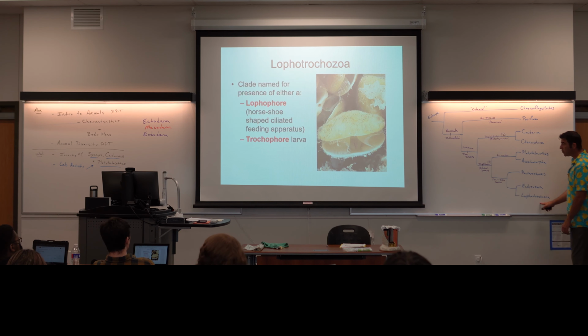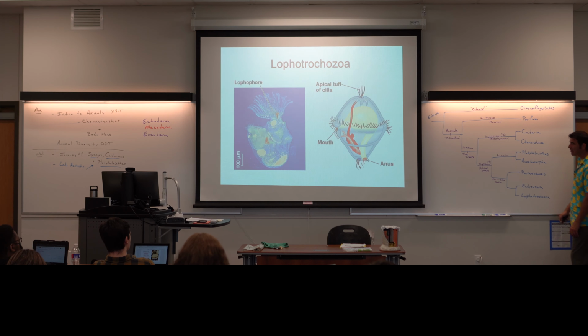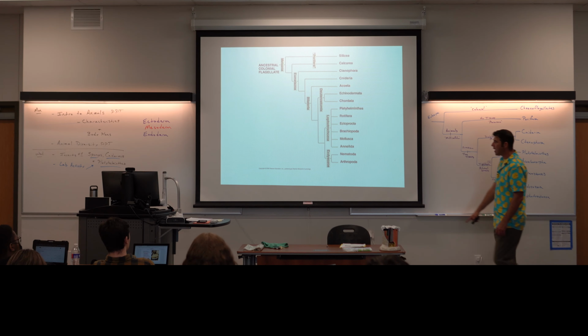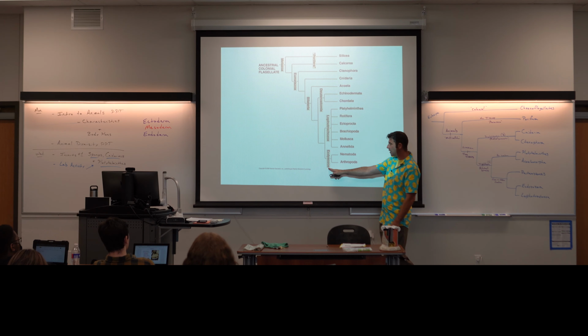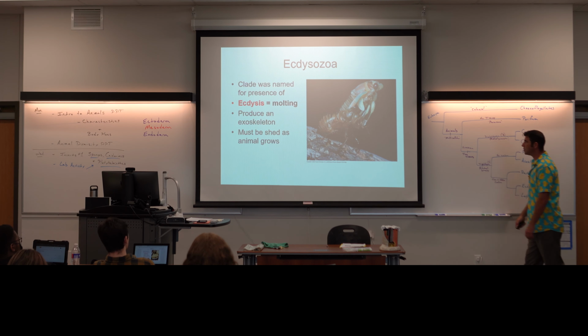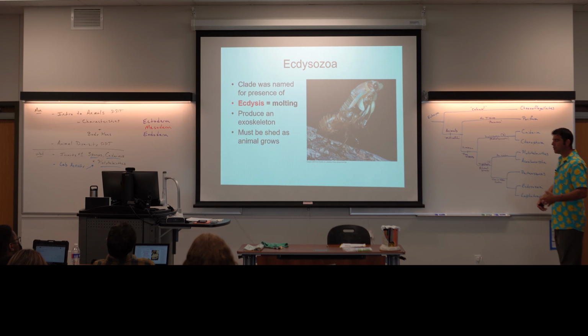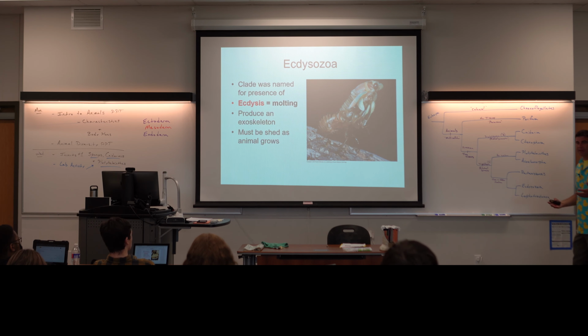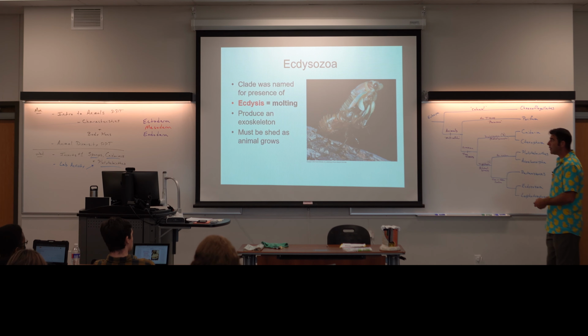So Lophotrochozoans are feeding with this lophophore, and then the characteristic for the Ecdysozoans is just that they have some type of exoskeleton that has to be shed or molted in order for these organisms to grow. So if you take like a lobster or a crab, for example, they've got that tough exoskeleton. They're very protected down there in the ocean, but they can't grow unless they shed that exoskeleton.